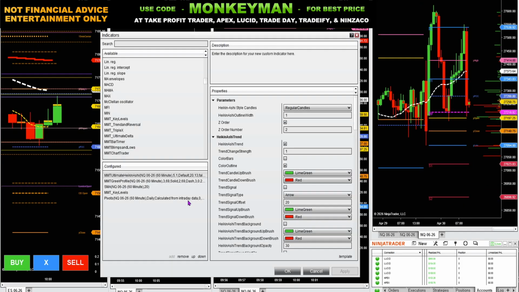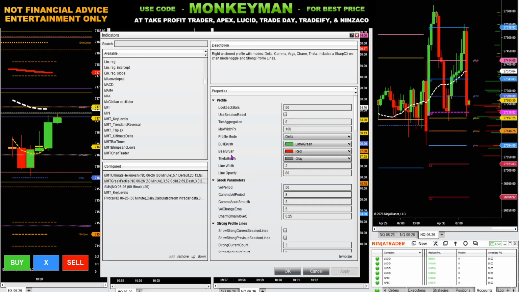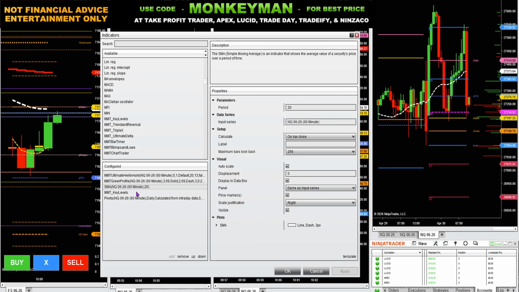So on the 60-minute chart, I've got the ultimate Heikin Ashi. This is painting the outlines of the candle, but the inside of the candles are just painted according to if they're an up candle or a down candle. That way I can see the Heikin Ashi trend and the direction of the candle. I've got the MMT Greek profile in Delta profile mode, showing me where there's been previous areas of strong buying and selling. I've got the 20-period SMA.